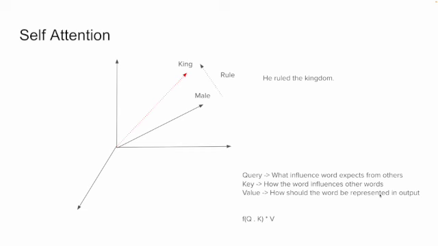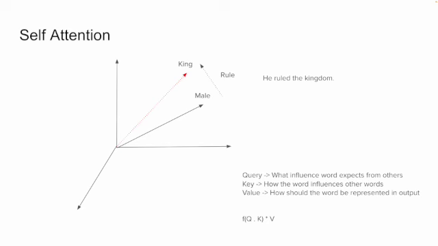We'll go through these three things, but the idea is he tells what kind of words he is interested in, the first word, and that is query. The other words tell how they are ready to influence other words, and that's the key. You multiply query with key, and multiply means dot product here, which is basically finding similarities.